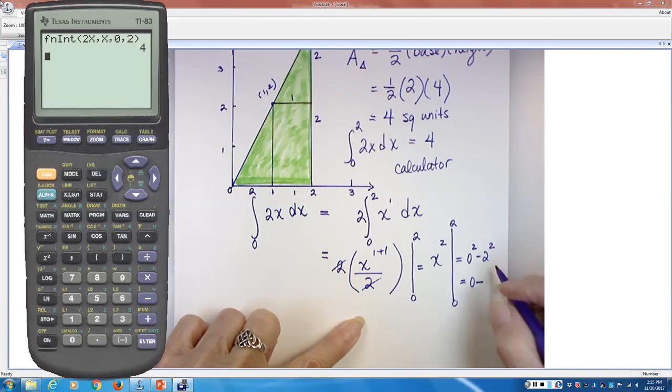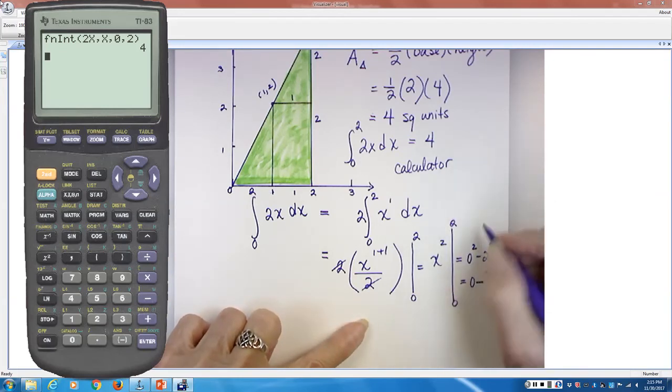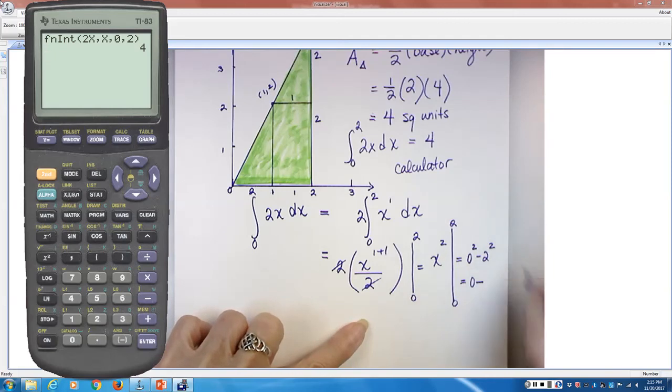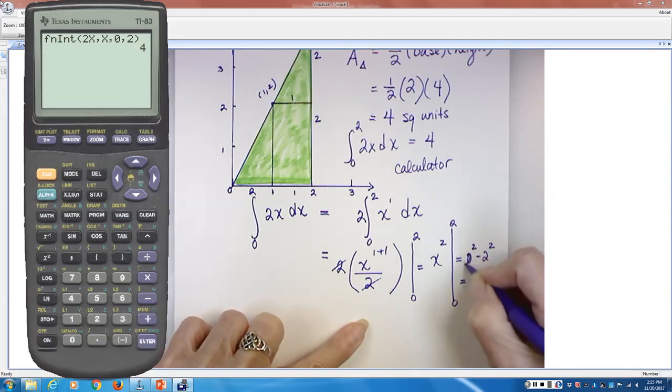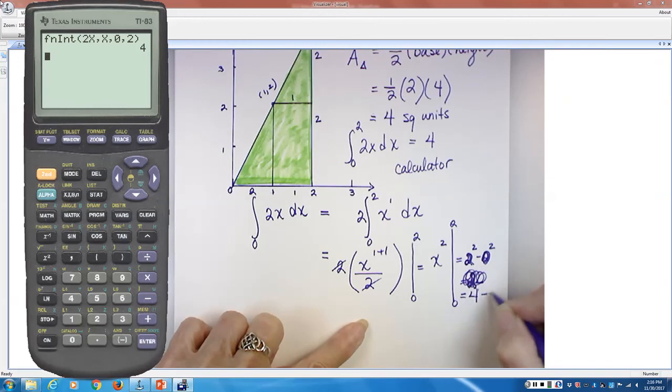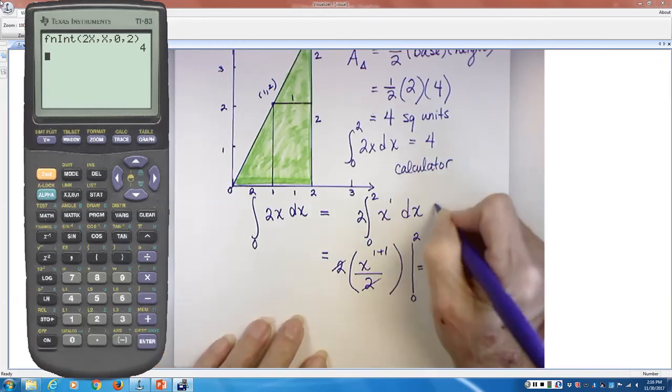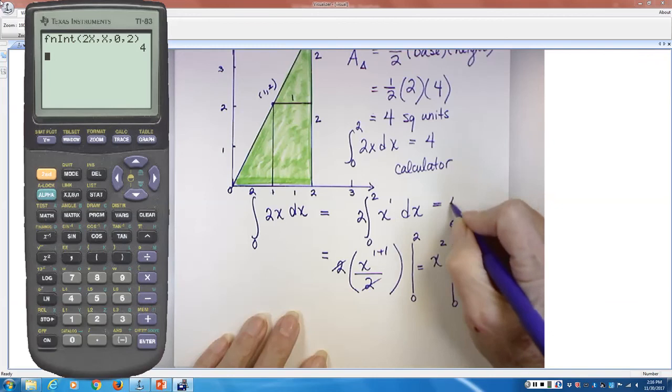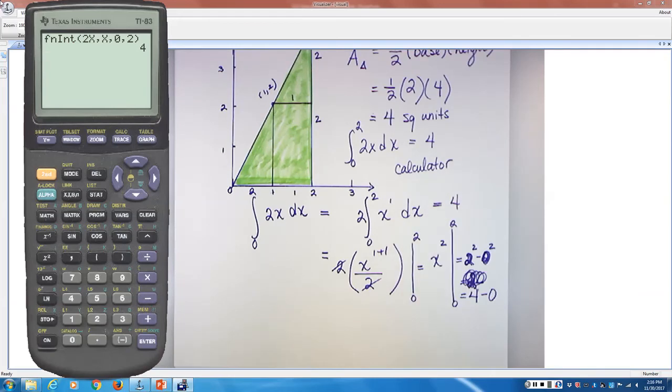I'm sorry, I did that backwards. You go from the top to the bottom, not the bottom to the top. So it's 2 squared, sorry, minus 0 squared. Let's just rewrite that. So 2 squared is 4 and 0 squared is 0. So this integral is actually equal to 4. Okay?